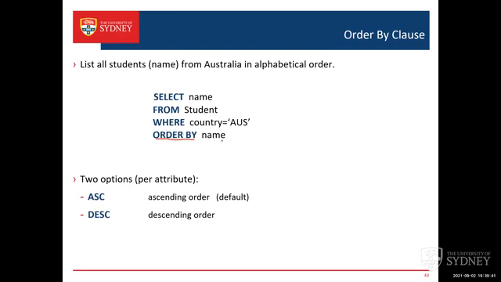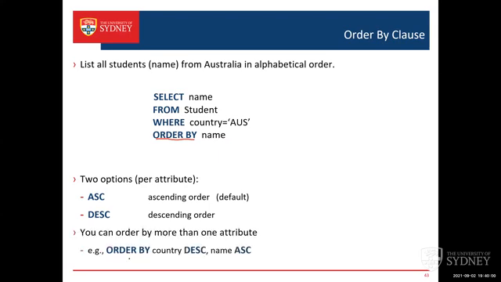Okay, so if I simply write order by name, then I'll see the name from A to Z, starting with A, finishing with Z. If I want them in descending order, I have to write descending, which is DESC, that is the keyword. I can order them by multiple attributes as well. So if I write order by country descending, but name ascending, what does that mean?